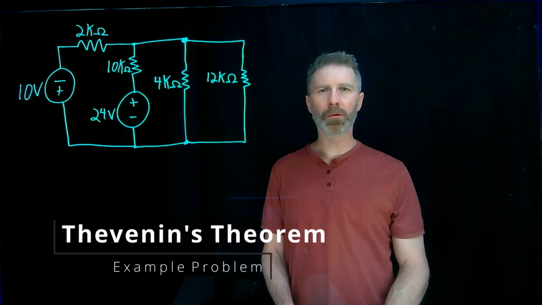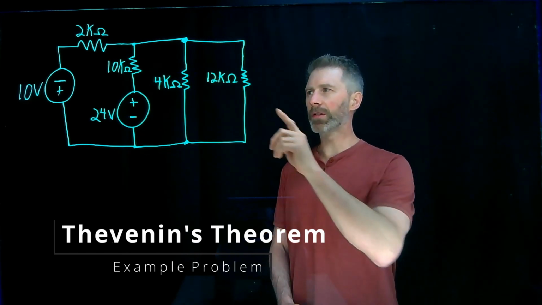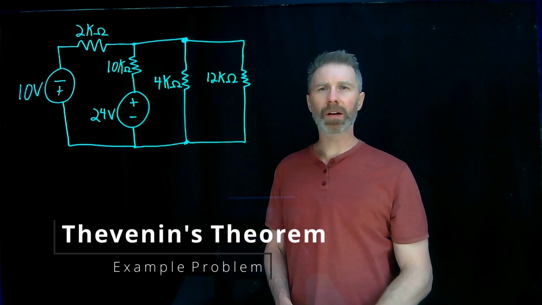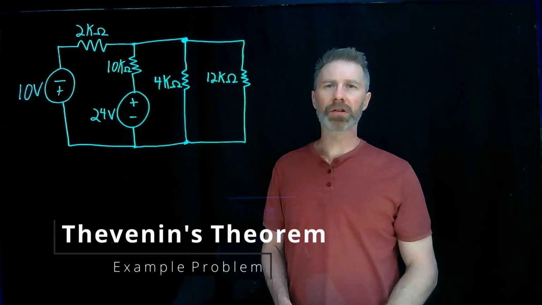In this video, I'm going to be going through this example that you can find in the links below. And this particular circuit, what we're going to be doing is finding the Thevenin equivalent of the circuit for what the 12 kilo ohm resistor sees.